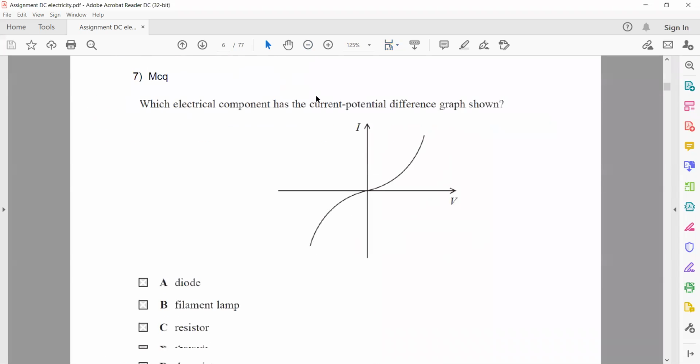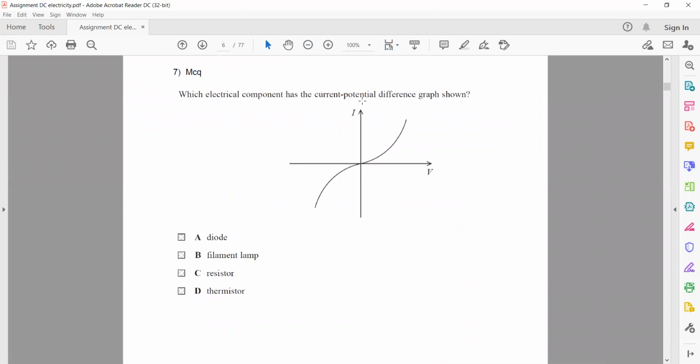So question 7: which electrical component has the current-voltage graph as shown? What is happening here is that when current is on the y-axis and voltage on the x-axis, the slope is the reciprocal of resistance. So here the slope is increasing, which means the resistance is decreasing. And which component's resistance decreases when the temperature or voltage increases? That is the thermistor, because when the charges pass through, the temperature increases. As the temperature increases, its resistance decreases, and when the resistance decreases, the slope should increase.